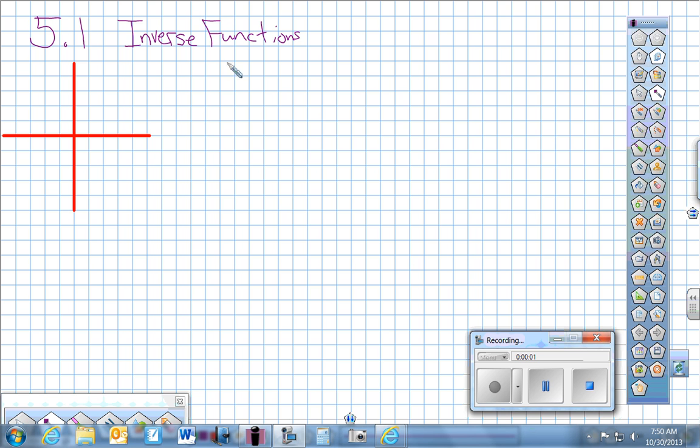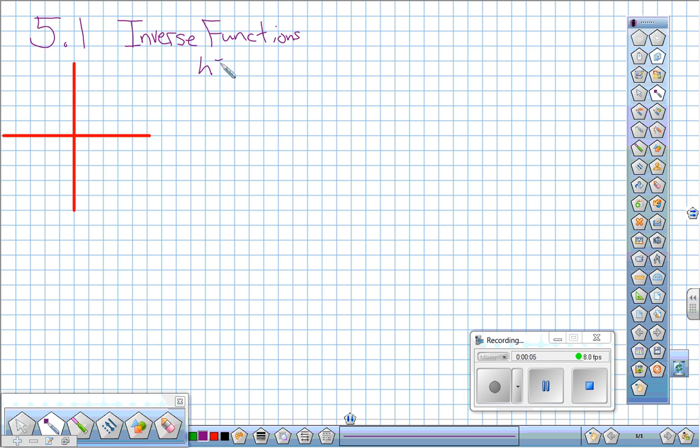This is 5-1 inverse functions. The first type of example that we'll look at is finding the inverse of just a bunch of ordered pairs.